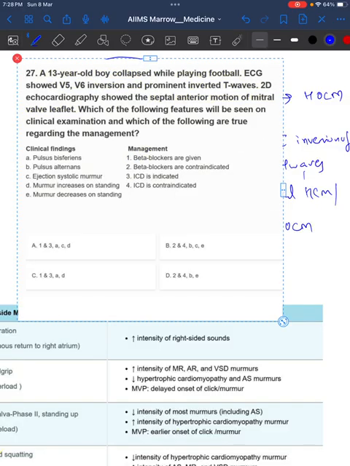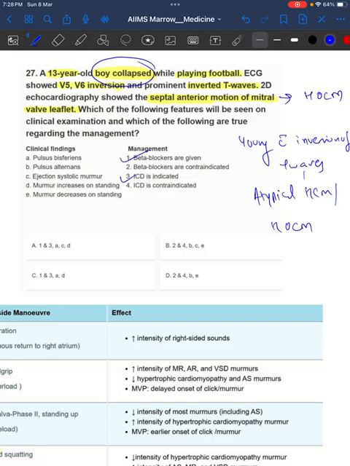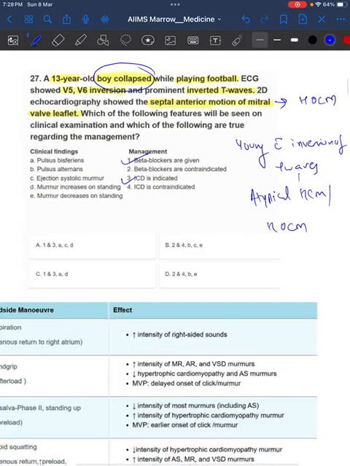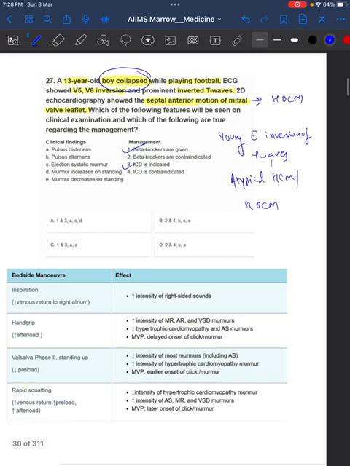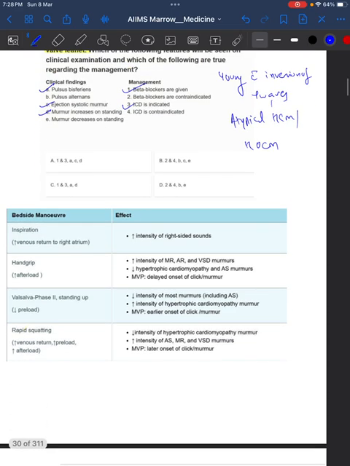There is no need to do anything else, you just have to learn this. Then about the murmur of the HOCM, there is an ejection systolic murmur, and we know that the murmur of HOCM will be increased on standing, and there is pulsus bisferiens in the HOCM.